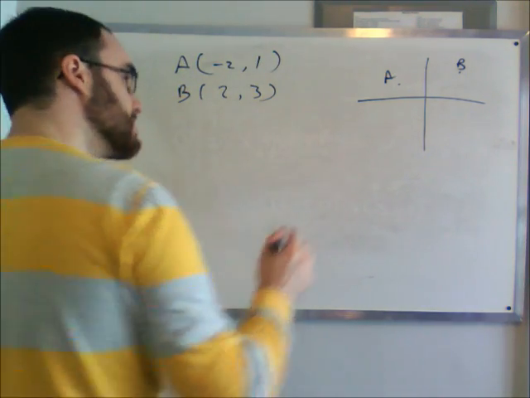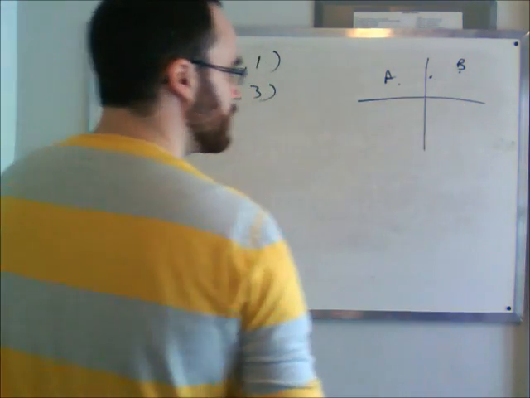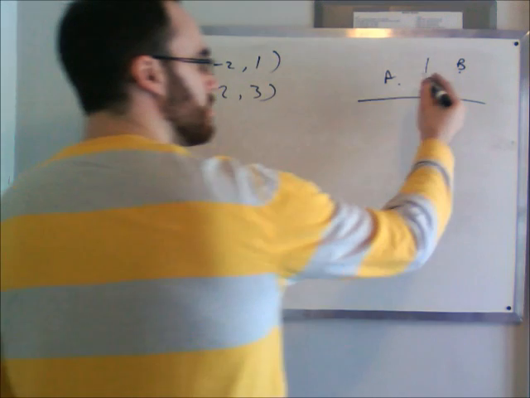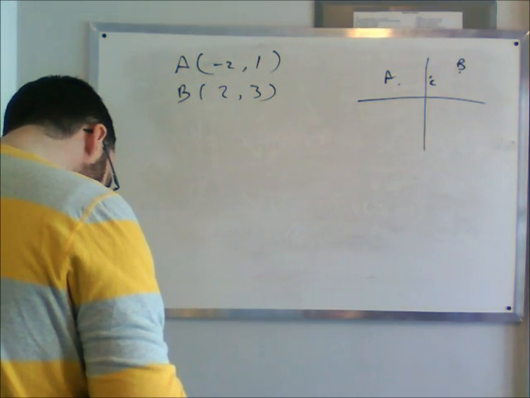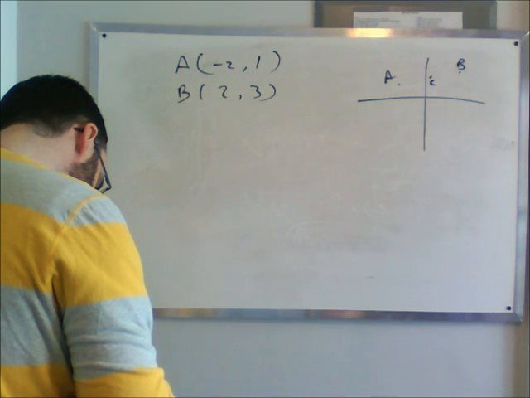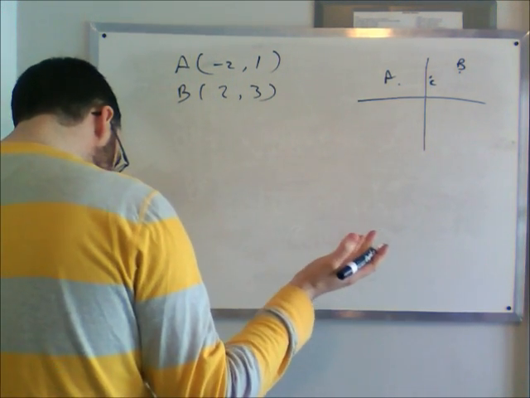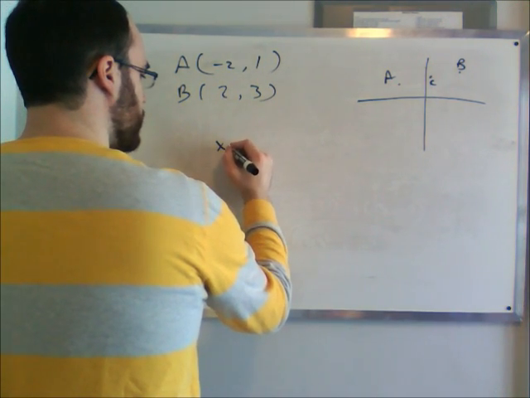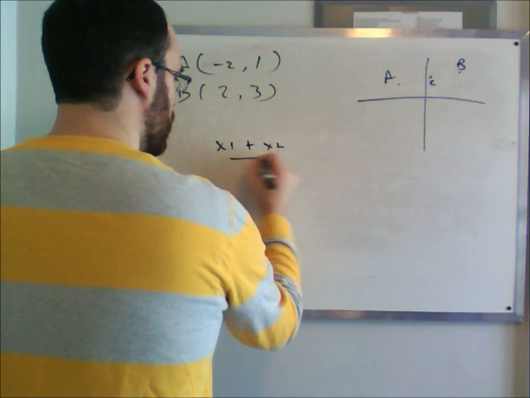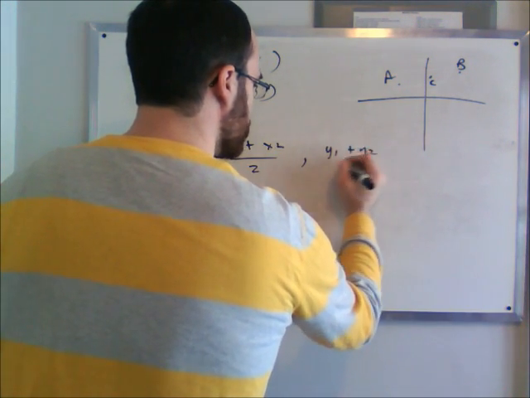The midpoint formula says, where is the point in the direct center? If I had to pick the point in the direct center, where is that point? So we'll call this point C. The midpoint formula is x1 plus x2 over 2, comma, y1 plus y2 over 2.